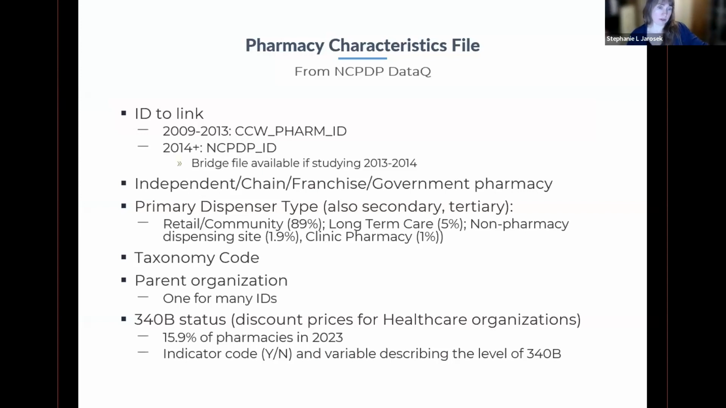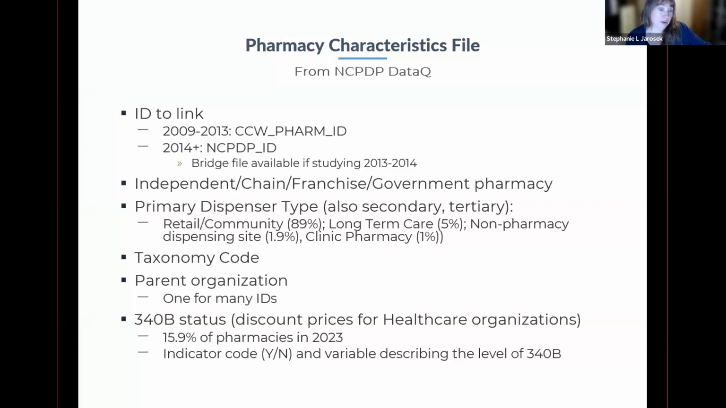and a bridge file if you need to go from 2013 to 2014. The types of things you can get from this data, you can find out, is it an independent chain, franchise pharmacy, government pharmacy, the dispenser type, retail or community, long-term care, a clinic pharmacy, and you do get a taxonomy code for it as well. And then you get a parent organization. Usually one parent organization could correspond to many different NCPDP IDs.